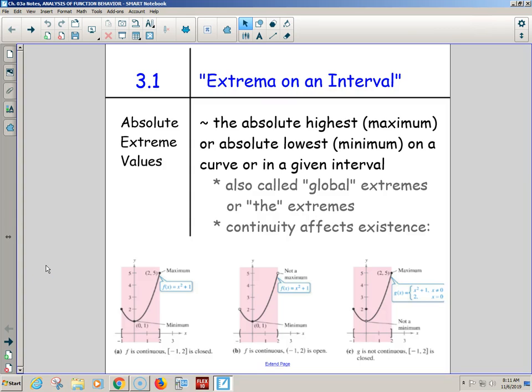Extrapolated interval. Extrapolating. Extrema. The name of the game is follow the directions. Memorize your forever cards and follow the directions.